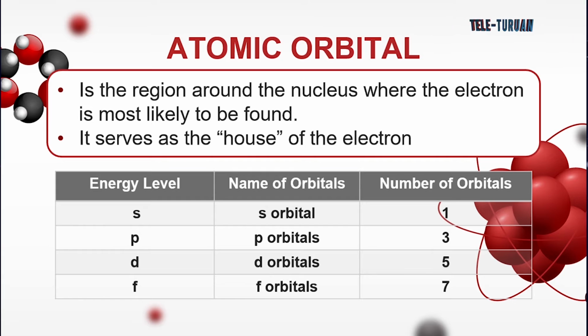If the sublevel is s, the name of its orbital is s orbital, and the number of its orbital is equal to 1. If it is p, the name of its orbital is p orbitals, and the number of orbitals is equal to 3. And if it is d, the name of its orbital is d orbitals, with the number of orbitals equal to 5. And if it's f, it's called f orbitals, with the number of orbitals equal to 7.